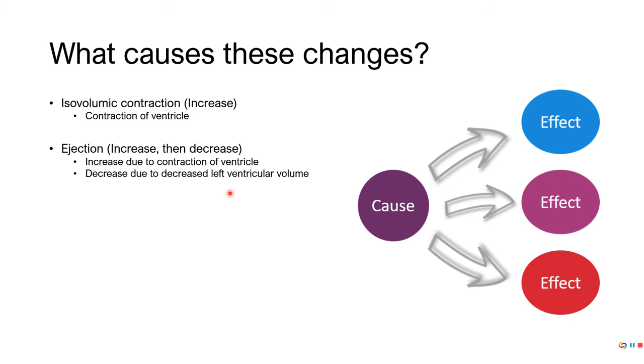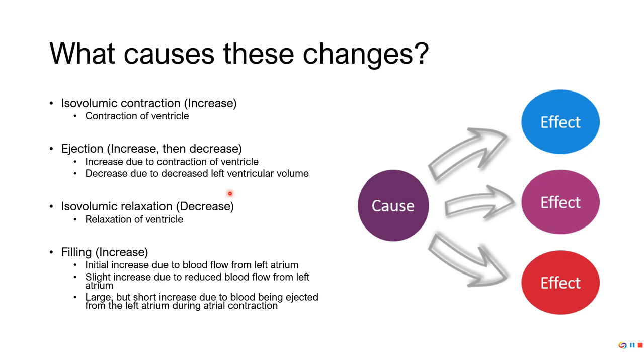To be clear, though, the ventricle is contracting the entire time and blood is leaving the heart the entire time. But at the beginning, the force of the increased pressure due to ventricular contraction exceeds the pressure loss due to blood volume, and then vice versa. Isovolumic relaxation, pressure is decreasing because the ventricle is relaxing, the chamber size is getting bigger. And then filling, it's increasing. So we have an initial increase due to rapid filling from the left atrium. It still continues to increase due to reduced filling from the left atrium. And then we have a small increase due to blood being ejected from the atrium into the ventricle during atrial contraction.